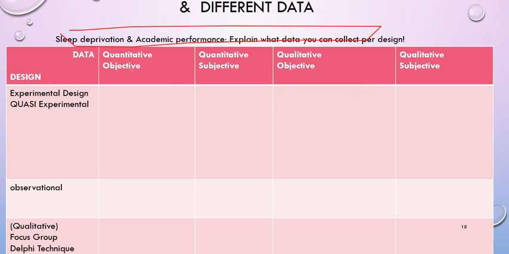Quantitative, numbers; objective, something that nobody can argue that they are not reliable. Numbers, reliable. Say hours of sleep versus grade. That could be objective, quantitative. Quantitative, subjective. Remember, subjective, self-report, rating scale. Okay. So if they will put a number, how tired they feel, and what grade they think they will get, that will be quantitative, subjective.